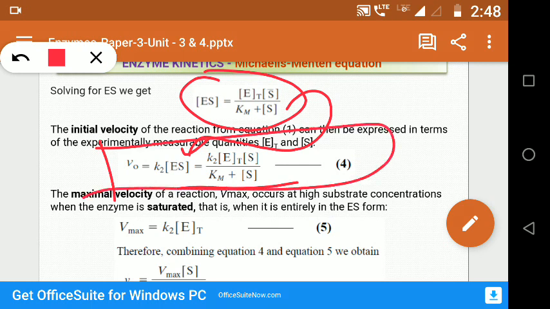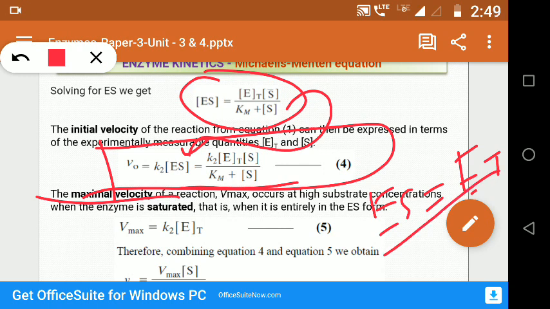Okay, then what of the maximum velocity? Maximum velocity means if all the enzyme molecules are saturated with the substrate, then the enzyme will have maximum velocity. So that means, sorry, the ES is equal to ET. All the enzyme molecules will be in bound state. So at the Vmax, Vmax equal to K2 into ET.